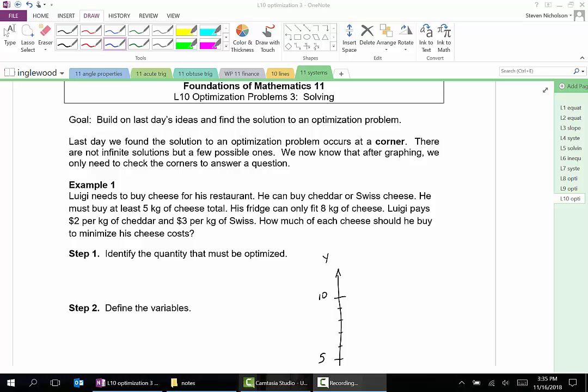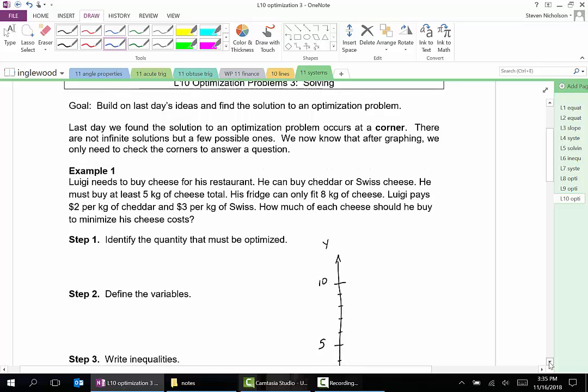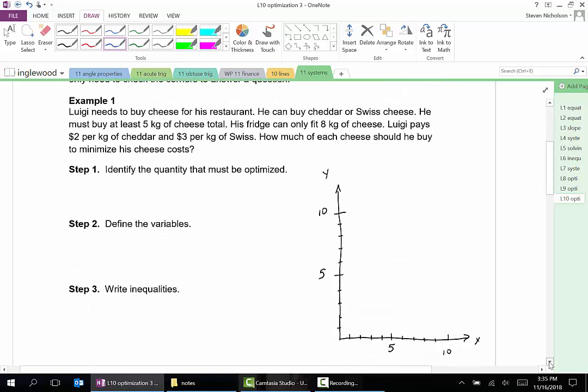Here we are at the last lesson of the unit, and what we're going to do is put everything together. We've kind of done this before in the last lesson, but start to finish. So we're just going to work through two examples, one with Luigi and some cheese, and see one on the back.